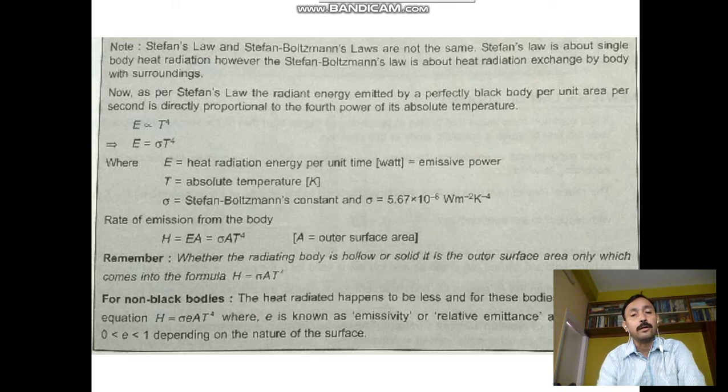For non-black bodies, the heat radiated happens to be less, and for those bodies we write the equation H is equal to sigma e A T^4, where e is known as emissivity or relative emittance, and the value of e is between 0 and 1, greater than 0 and less than 1, depending on the nature of the surface.